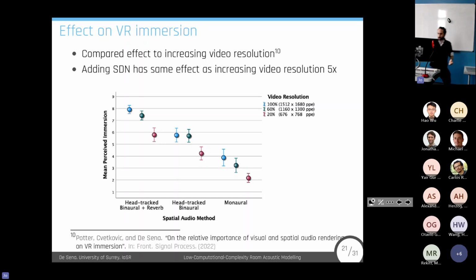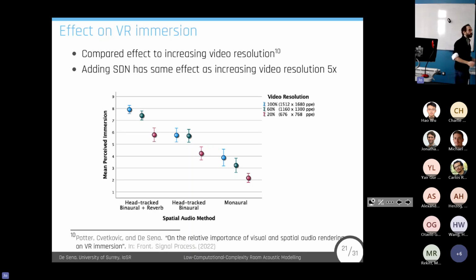And then what we did is change the spatial audio rendering method, going from head-tracked binaural plus SDN, to removing SDN, and then just monaural. So no update with respect to moving your head. We also changed the video resolution from 100% pixel per eye to 60% to 20% of the maximum video resolution that this head-mounted display could accommodate. We changed these three by three, nine combinations of things, and we asked people, how immersed do you feel?